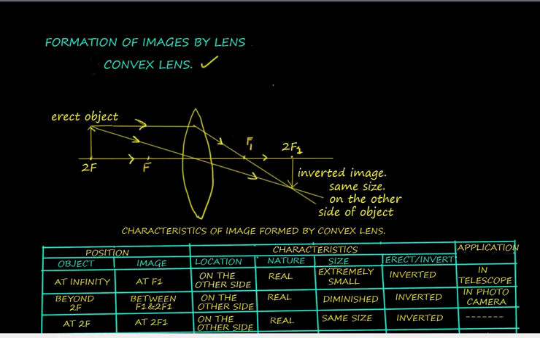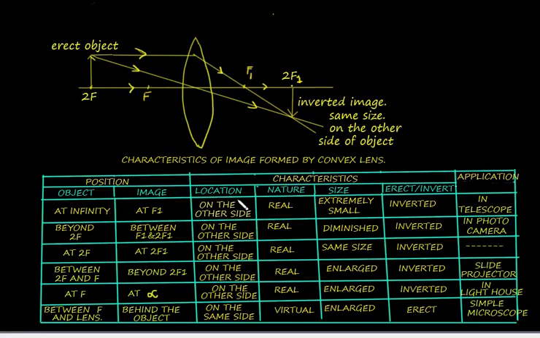Now let us see the details. For convex lens, the characteristics of the image formed depends upon the position of the object. The object can be placed at infinity, that is at a great distance. Then it can be brought closer, that is beyond 2f, at 2f, between 2f and f, at f, between f and lens. For all these cases, what is the thing that you find?